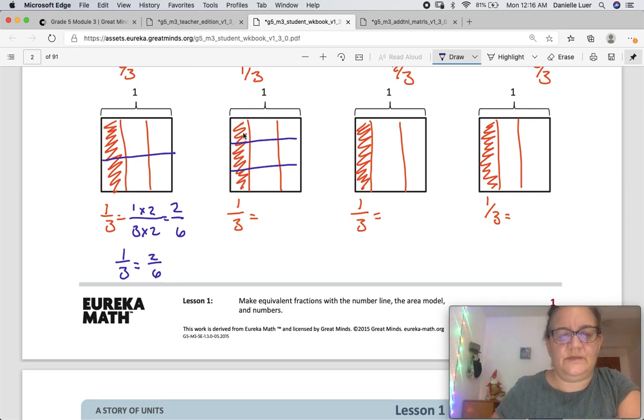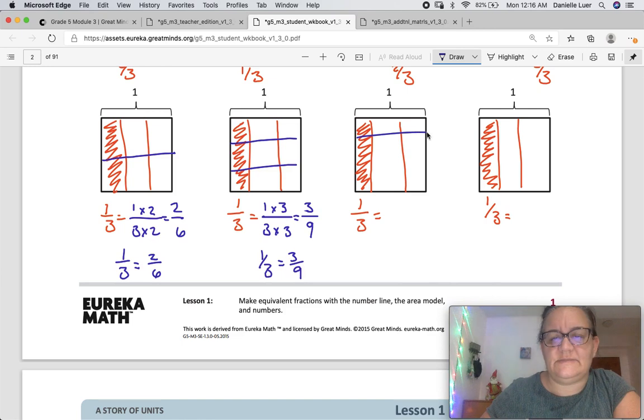Okay, let's do it into nines. 1, 2, 3, 4, 5, 6, 7, 8, 9. So I've got 3 out of 9 highlighted there. How did I do that mathematically? 1/3 times 3 over 3. 3 times 1 is 3. 3 times 3 is 9. 1/3 equals 3/9.